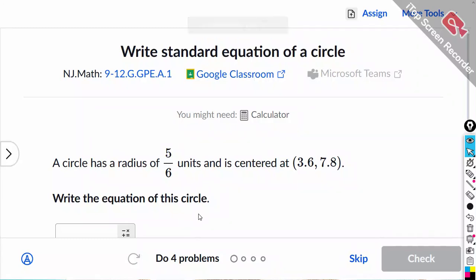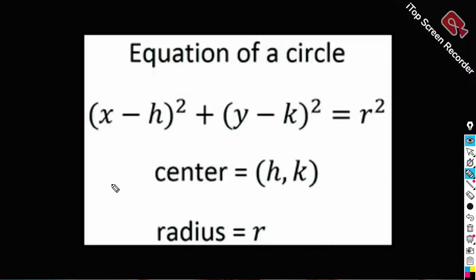This will be for the Khan Academy exercise: write the standard equation of a circle. All right, so for this exercise, you need to know the equation of a circle. That is (x minus h) squared plus (y minus k) squared equals r squared.